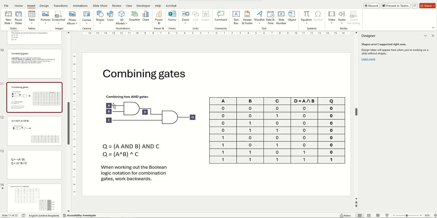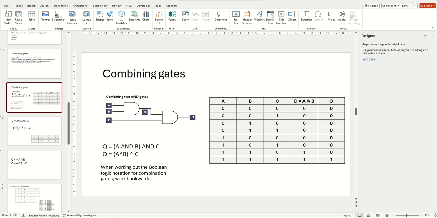Okay, so combining two AND gates, here we go. We've got three inputs, A, B and C. A and B go into this AND gate and then come out as D. Now the truth table for that is a lot bigger, isn't it? Because we've got three inputs, which means we're going to have 8 rows. There we go. 0, 0, 0, 0, 0, 1, and so on, and it goes up like that until we get all the combinations.